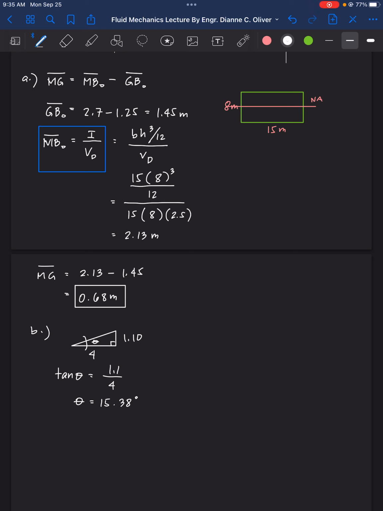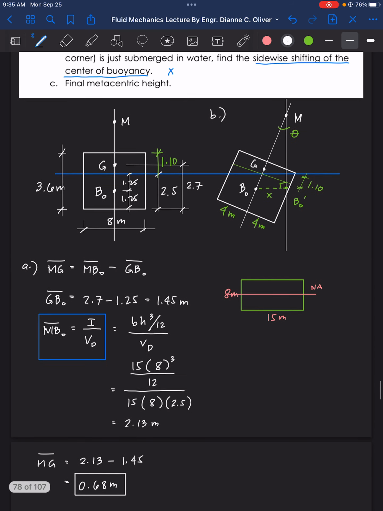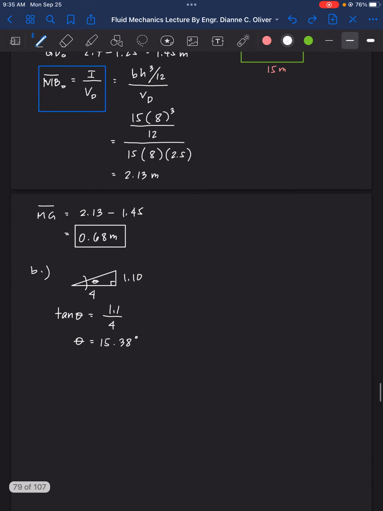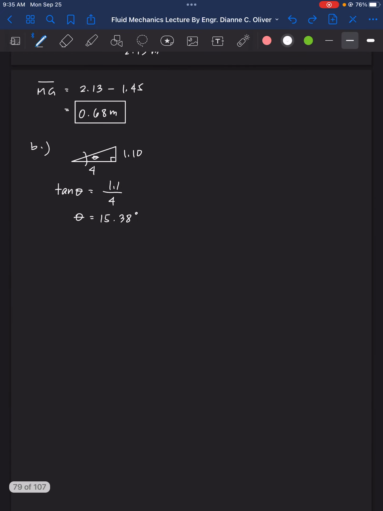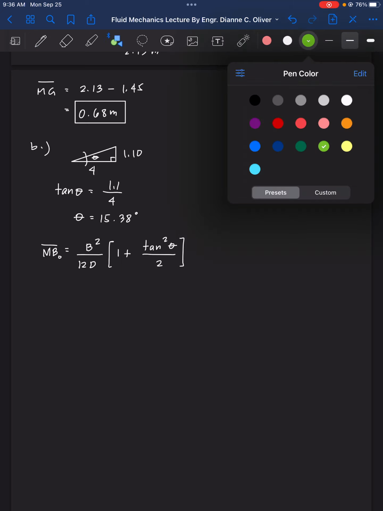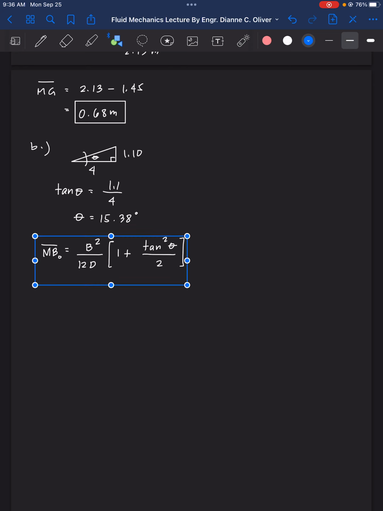Having been able to find the angle theta, we can now find the value for x because we can solve for MBO. For MBO in the tilted position, we have a formula. What's the formula for the MBO in the tilted position? MBO is equal to b squared over 12d times 1 plus tangent squared theta all over 2. That's our formula for MBO in the tilted position.